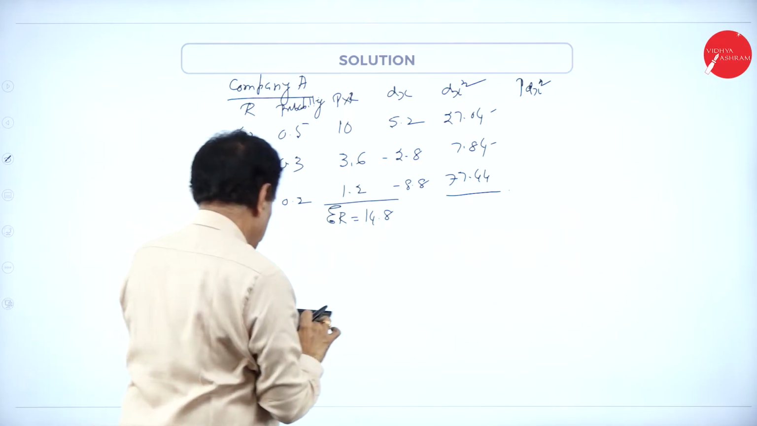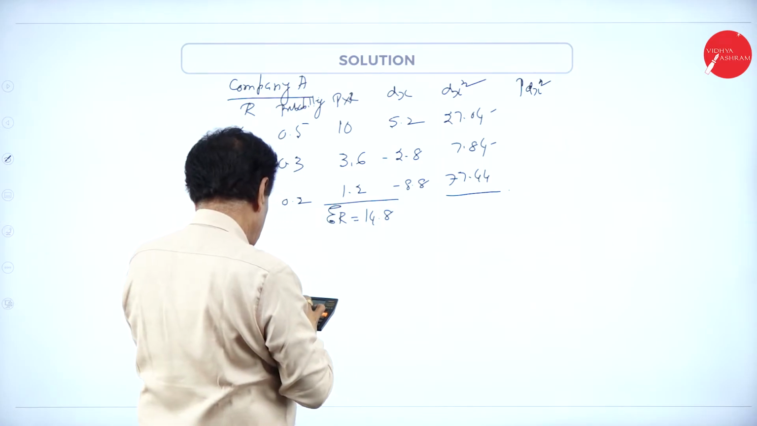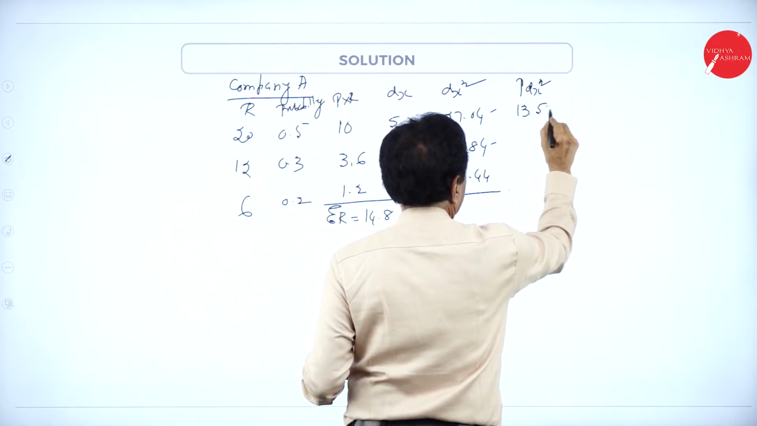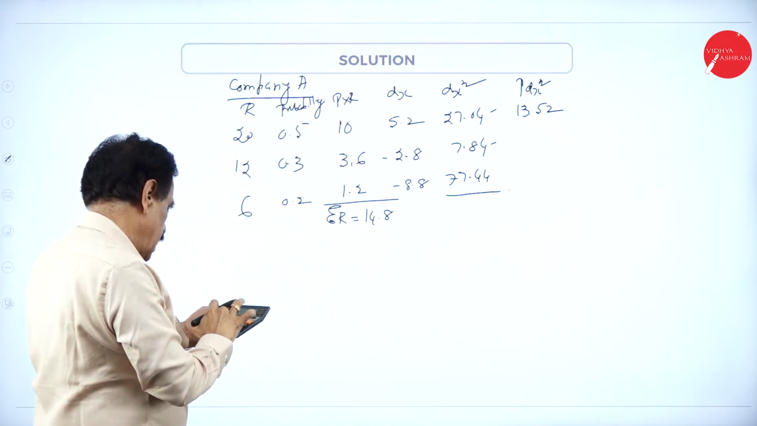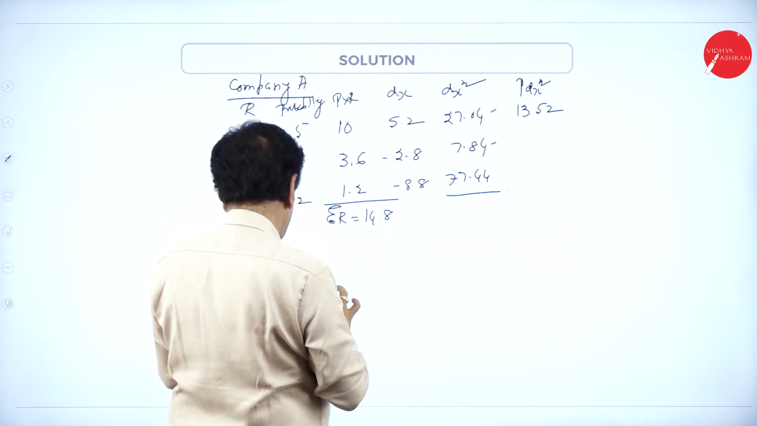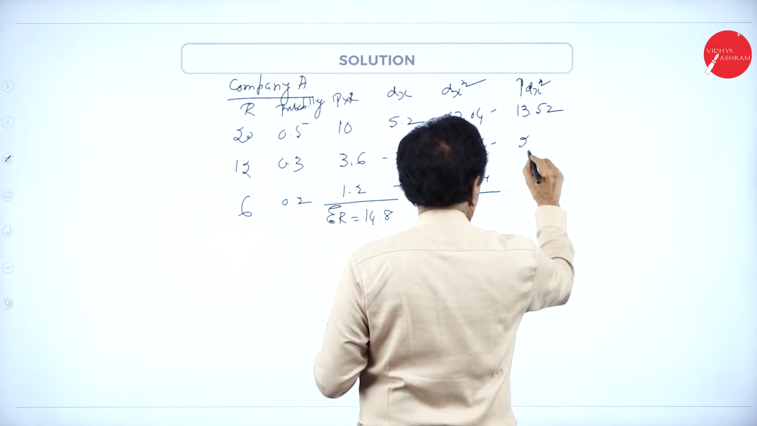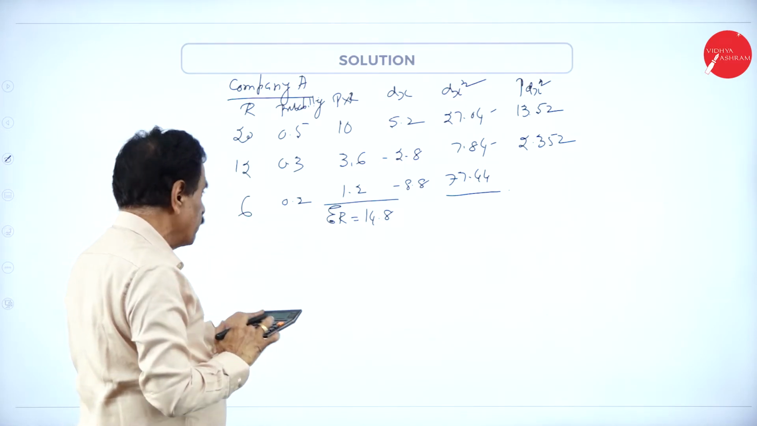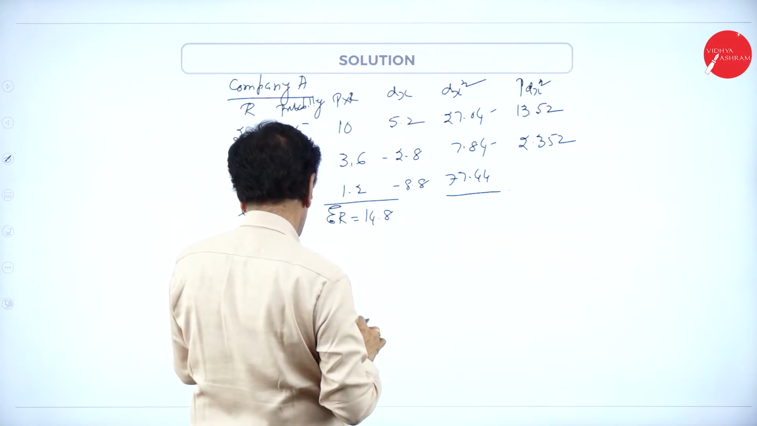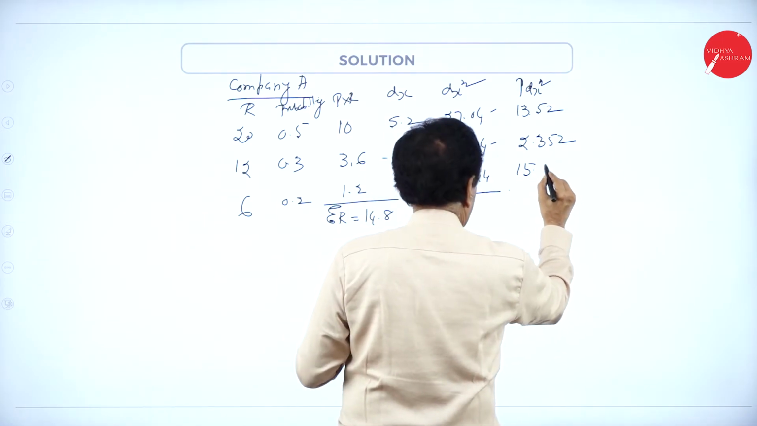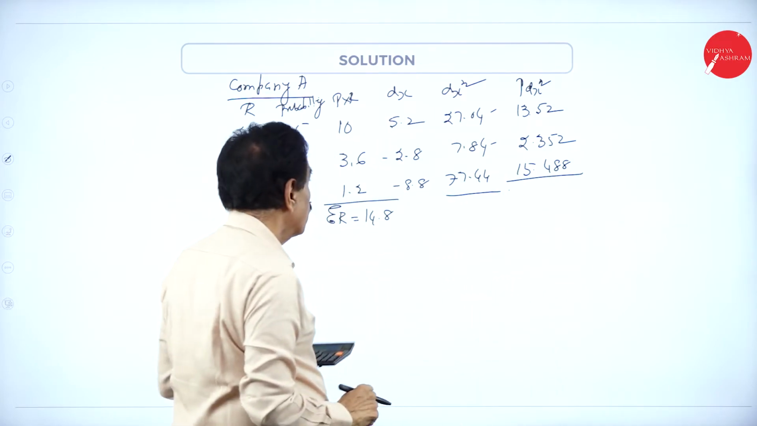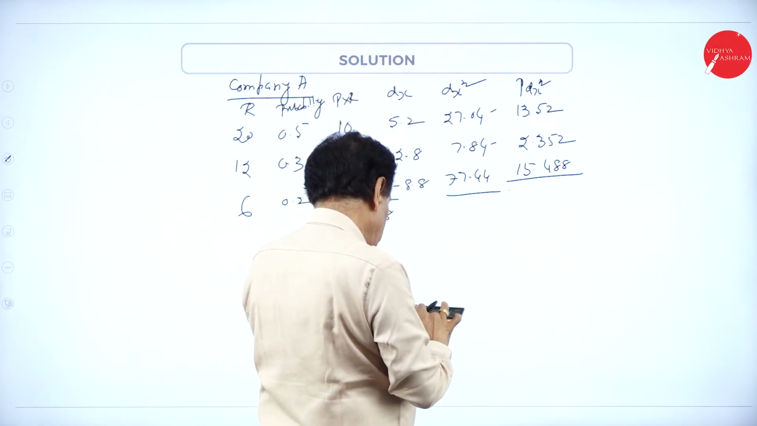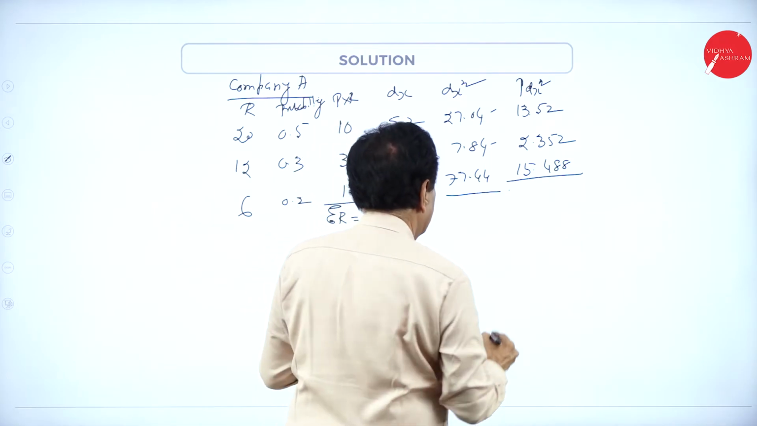Then P dx square: dx square multiplied by probability. 27.04 into 0.5 is 13.52. 7.84 into 0.3 is 2.352. Then 77.44 into 0.2 is 15.488. Add the figures: 15.488 plus 2.352 plus 13.52 is 31.36.